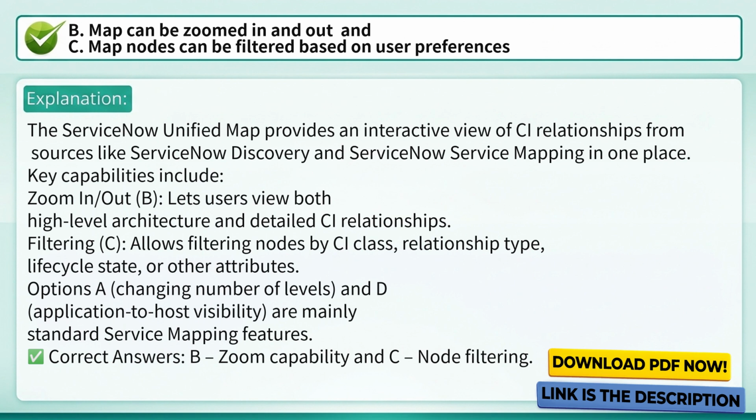Options A, changing number of levels, and D, application to host visibility, are mainly standard service mapping features. Correct answers: B, zoom capability, and C, node filtering.